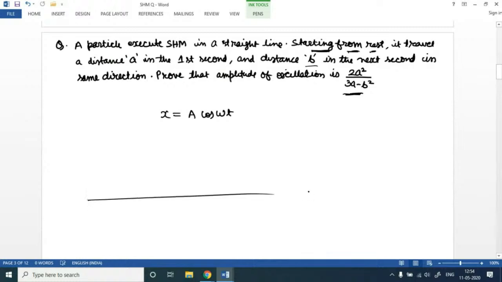So let's say this is the x-axis and this is the origin and this is the amplitude. So this is x is equal to A and this would be x is equal to minus A. Initially the particle is somewhere here. So in the first second, in 1 second, the particle has reached from here to here. It has traveled a distance a. So obviously this position is nothing but x is equal to capital A minus a.